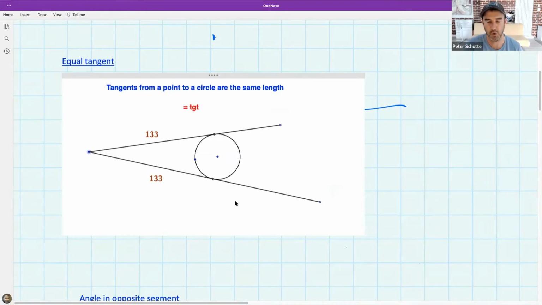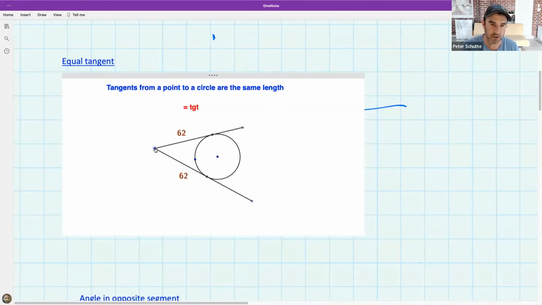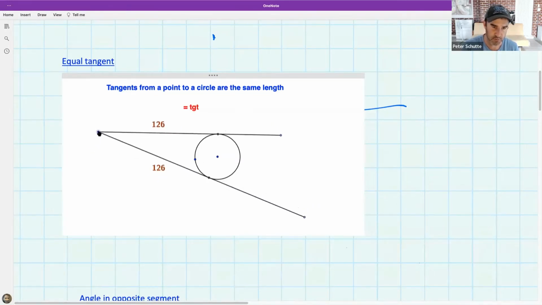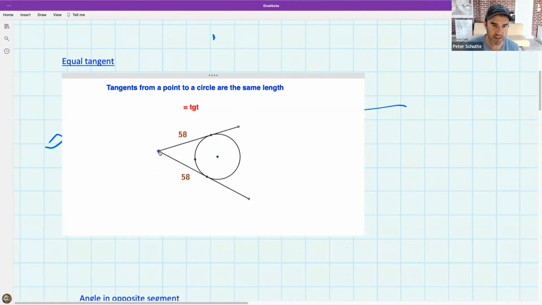And the reason this works, a lot of these facts mainly come from congruency. But for the moment, all we need to do is just realize that if we have tangents from a common point, then those two tangents, they're both 125 in this case. If I move them closer, they will get shorter, but they still stay the same. And so that's called tangents from a common point.